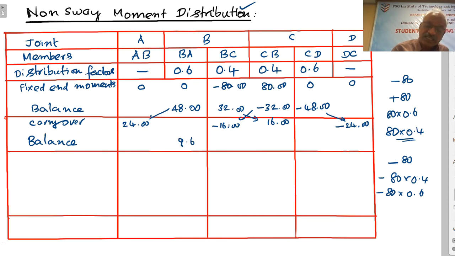9.6 and plus 16 into 0.4 equal to 6.4. Similarly, at C, it is to be balanced. So now for balancing this, you have to apply minus 16. So minus 16 into 0.6 equal to minus 6.4 and minus 9.6. Again carry over.